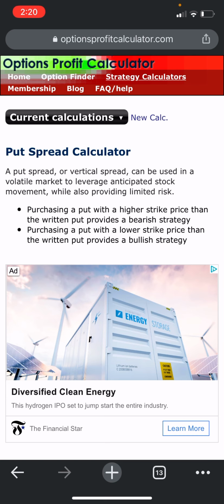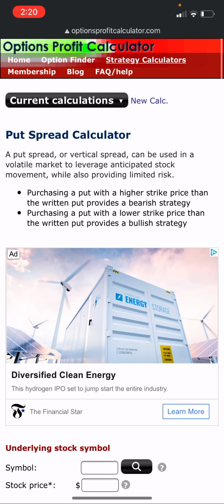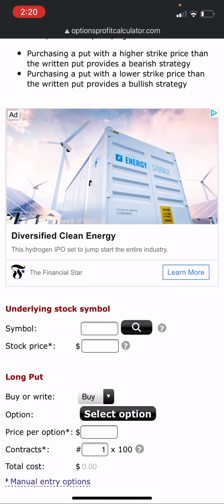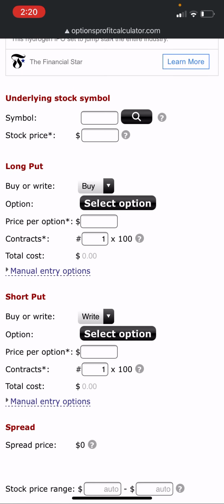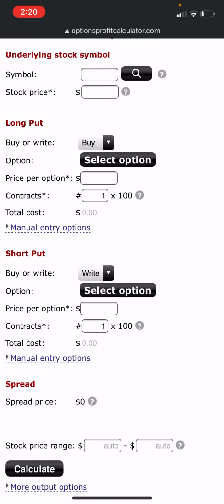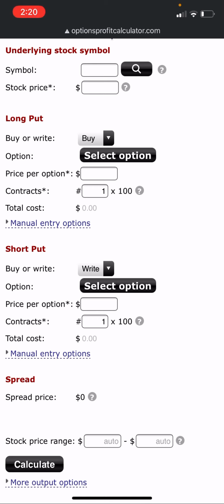Now, a put spread, like I said, is purchasing a put with a higher strike price than the written put. They're considering this a debit spread, so it's not a credit spread strategy. But anyways, you can still change it, as long as you select the strike price that's more expensive than the out of the money put, okay? The out of the money put should be cheaper, and that would make it a credit spread.